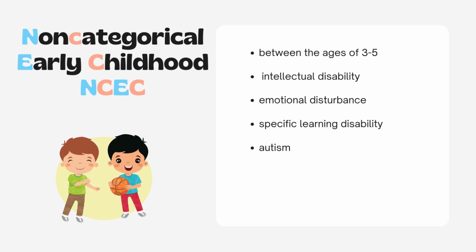Non-categorical early childhood is usually between the ages of 3 and 5 years old. A child with this non-categorical early childhood has an intellectual disability, emotional disturbance, specific learning disability, or autism.